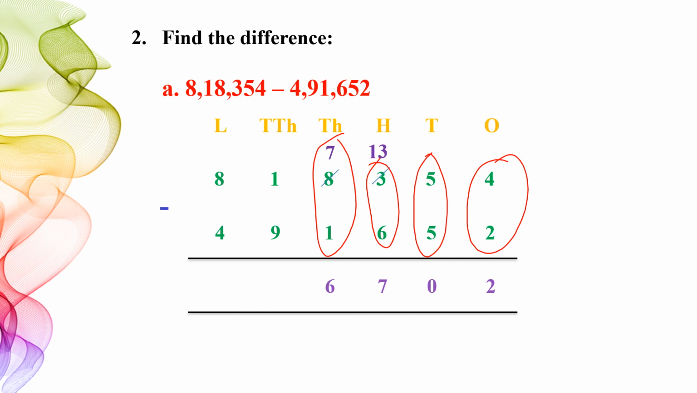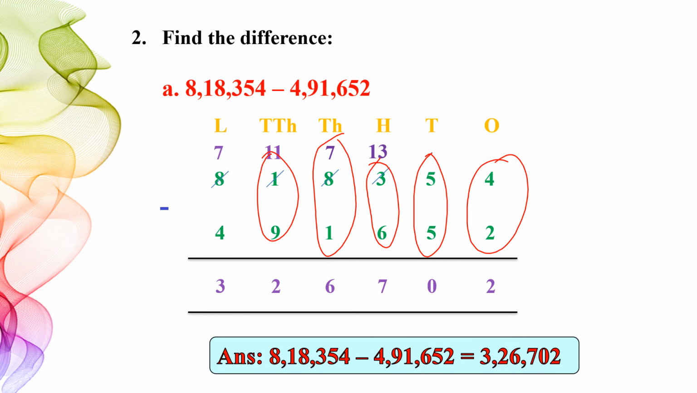In 10,000 period we have 1 minus 9. So 1 minus 9 is not possible. Therefore we need to get help from the lakh period. So 1 will be converted into 11 and 8 will be converted into 7. Therefore 11 minus 9 which is equal to 2. Similarly in lakhs period we have 7 minus 4 which is equal to 3.